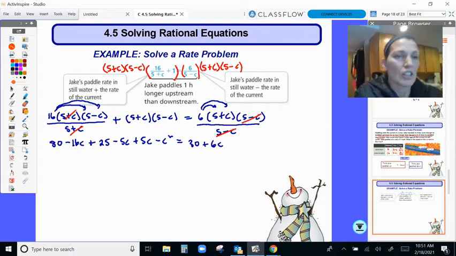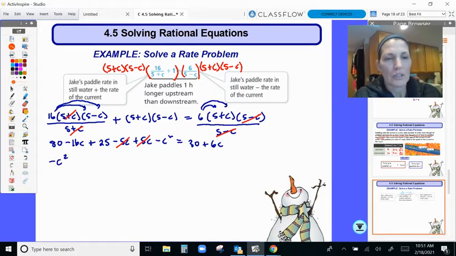Okay. Now I'm just going to start combining like terms. I can cancel those guys out. I have a negative C squared. I have a C term here, so minus 16C, and then plus 80. Or we have an 80 plus 25. Sorry about that, I almost missed that. It's going to be 105 there. Equals 30 plus 6C.